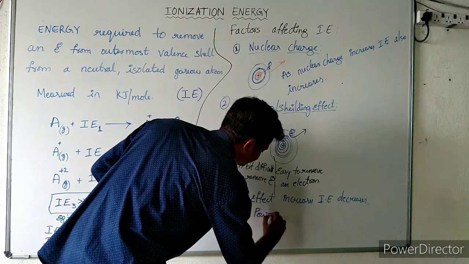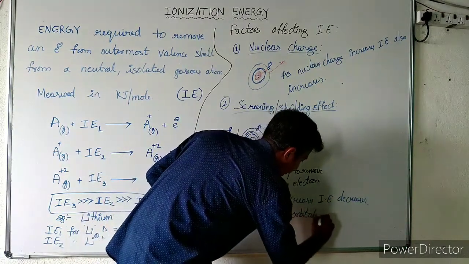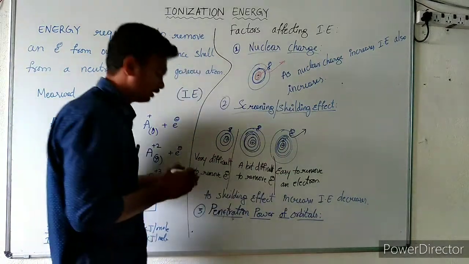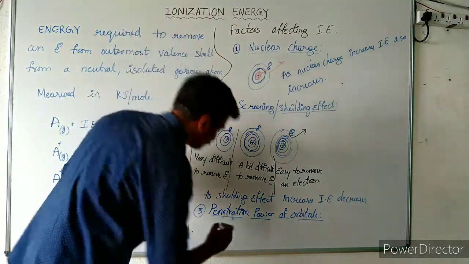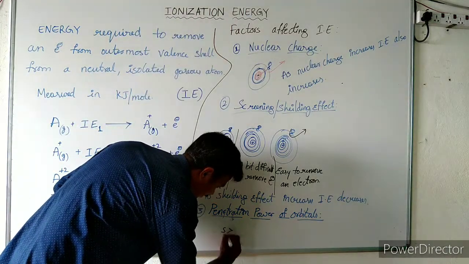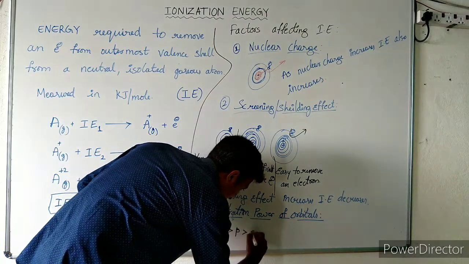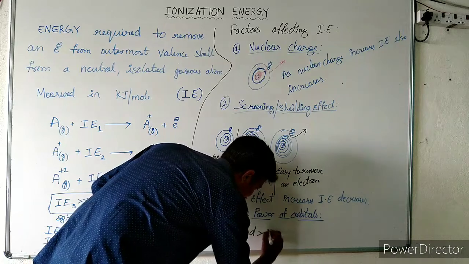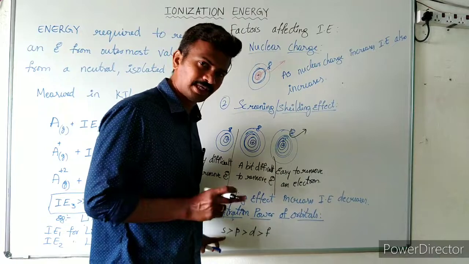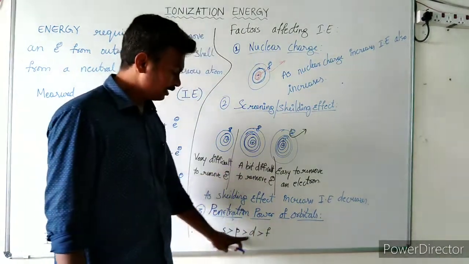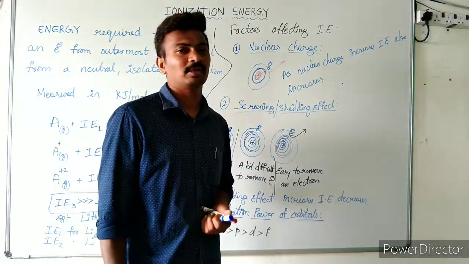the ionization energy. Penetration power of orbitals: greater the penetration power, less will be the ease to remove the electron. So here S orbital penetration power is greater than P orbital or P subshell, and D subshell is greater than F subshell. So it will be difficult to remove electron from S subshell of a particular shell, then P, and it will be difficult to remove from D, and it will be easy to remove from F subshell.